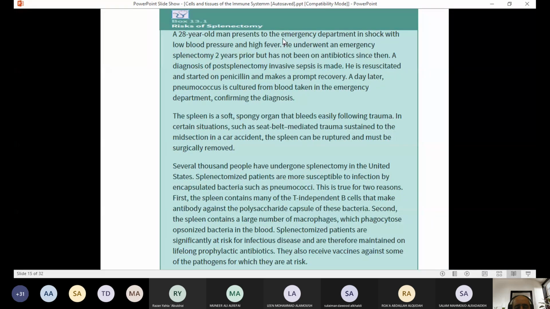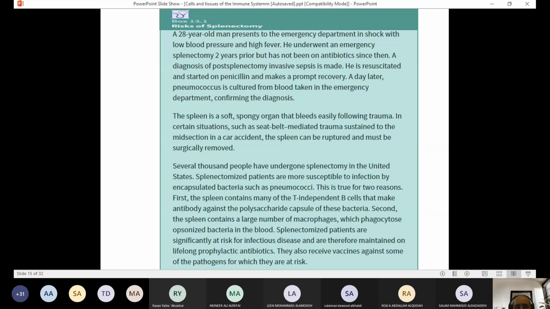Sometimes when the spleen gets a trauma, a massive bleeding could take place, and we could take the spleen out, and we call that splenectomy. So here they are talking about a case about a 28-year-old man.